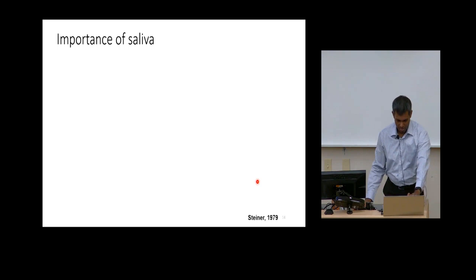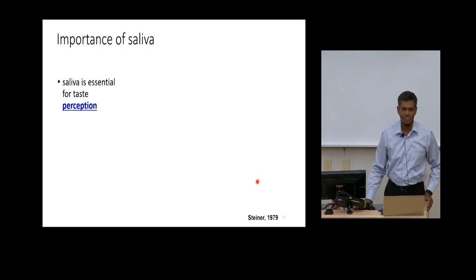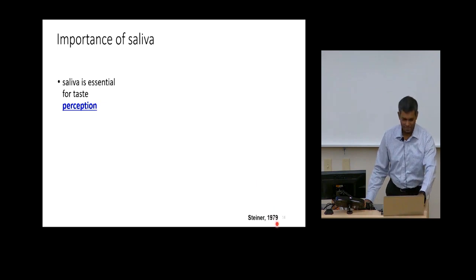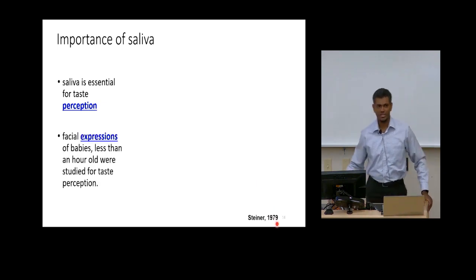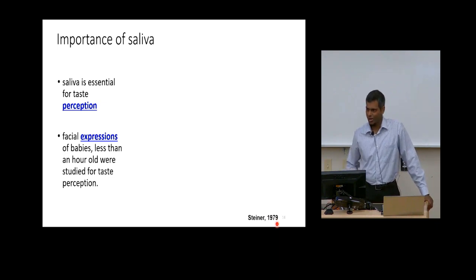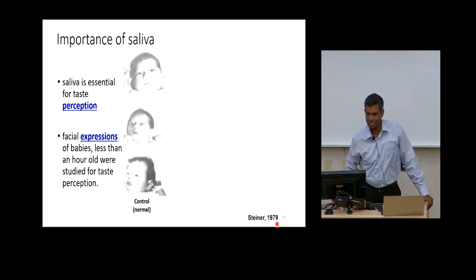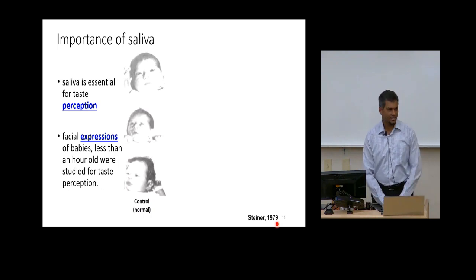So saliva is also important for taste perception, and this was a study done a long time ago, right, in Israel in 1979, where they looked at the facial expression of babies who are just 1 hour old, not 1 year, 1 hour old, and they saw how they were having facial expression changes when they gave them different flavors. And the purpose of the study was to see if the tastes which we appreciate are something we are born with, or is it something which you are trained to appreciate, right?